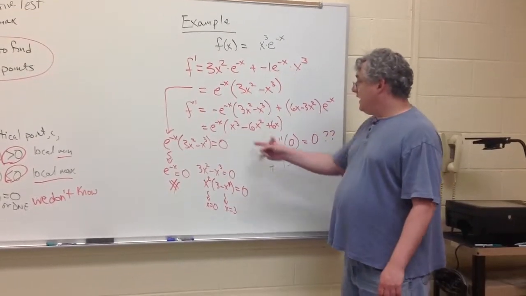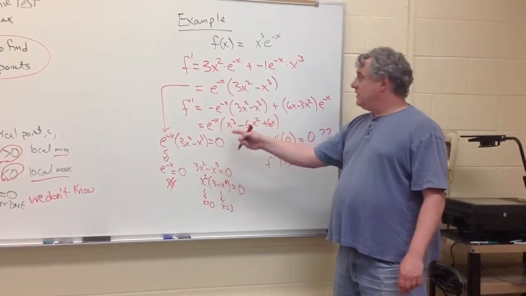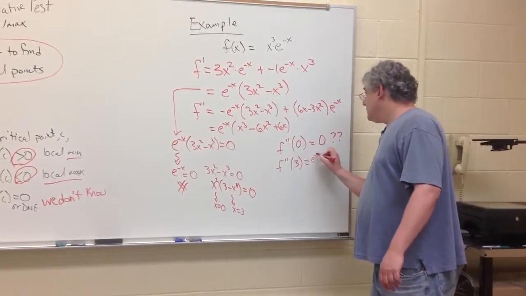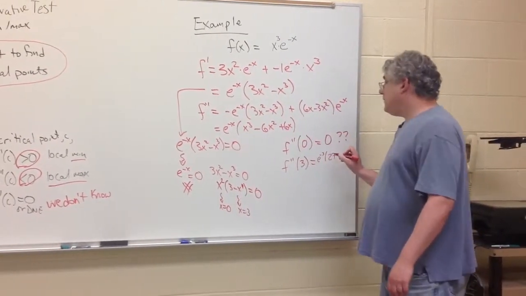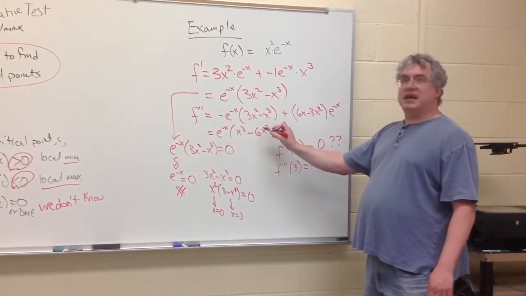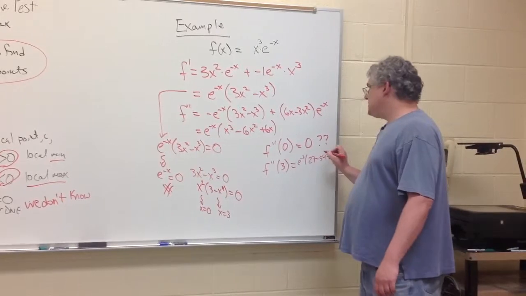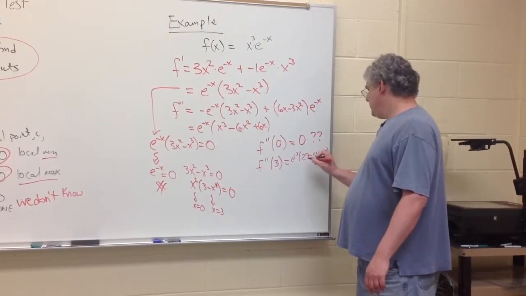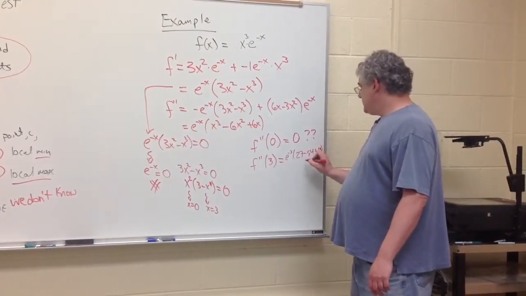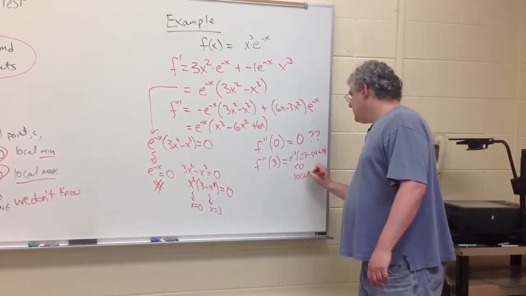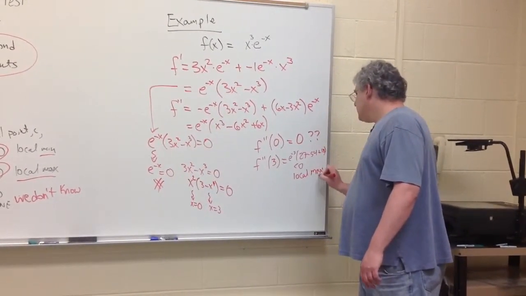How about here? 3. That's positive still. 3 times 3 times 3, it's 27. Minus 3 times 3 times 6, that's 54. Plus 6 times 3 is 18. That's negative. So this is a local max.